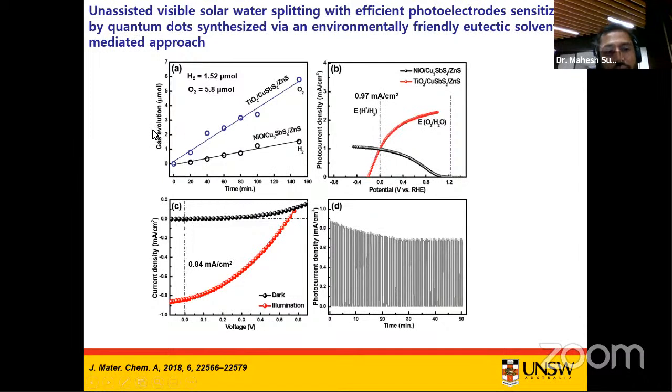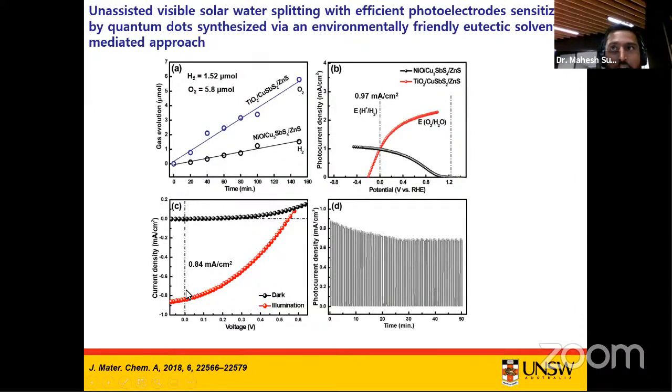After we measured the gas evolutions from the photoanode and photocathode, we simply overlapped the absolute JV curves of the photocathode, that is Cu3SbS4 sensitized NiO, and the CuSbS2 sensitized TiO2 photoanode, and we found a current density intersection of about 0.97 milliampere per centimeter square from the measurements of the individual photocathode and photoanode, that usually illustrates a solar to hydrogen efficiency of about 0.28% for this kind of system.